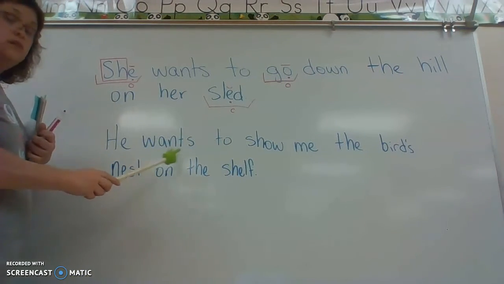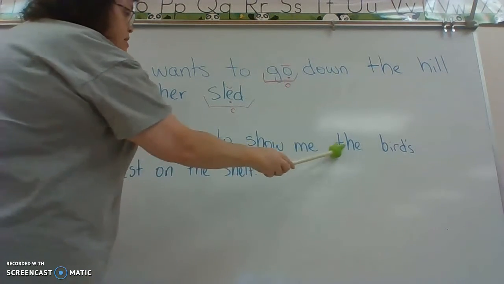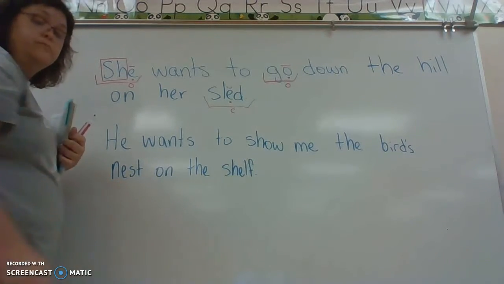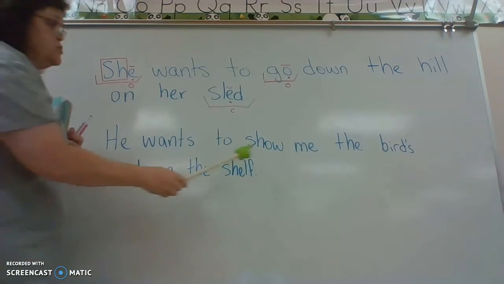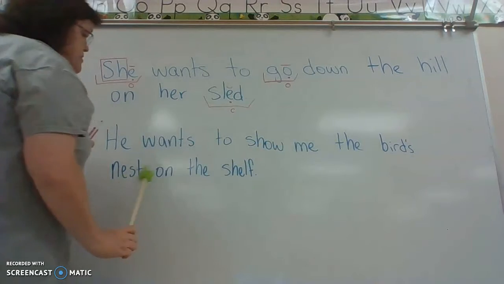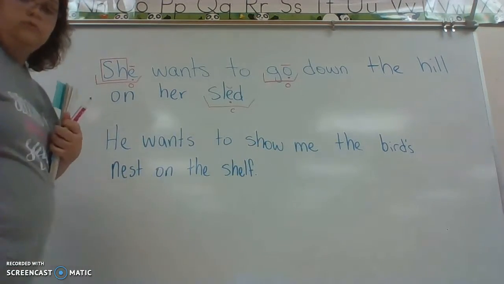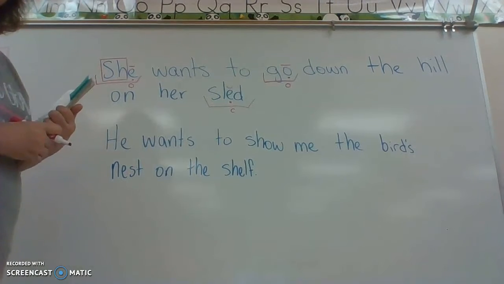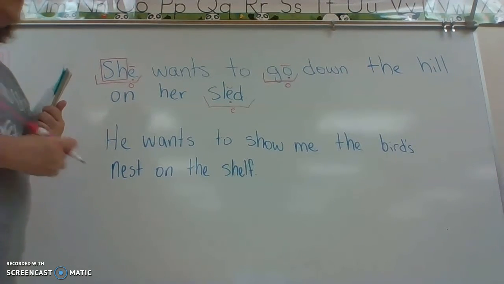He wants to show me the bird's nest on the shelf. He wants to show me the bird's nest on the shelf. I like bird's nests. Now let's look at some of the words. We don't do all of them. We just do some. We're going to start with he.